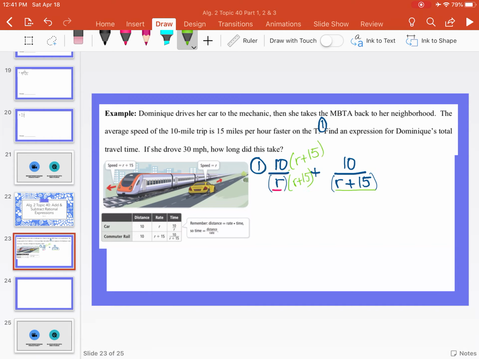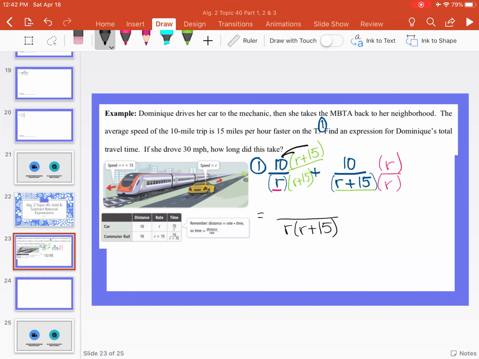Because remember, that simplifies to 1, so it's not going to change the value of that fraction. The second fraction, I'm going to multiply by r divided by r. Again, that simplifies to 1. So if we were to rewrite this, our new denominator is going to be r times r plus 15.